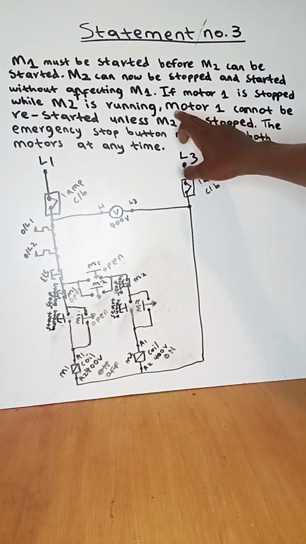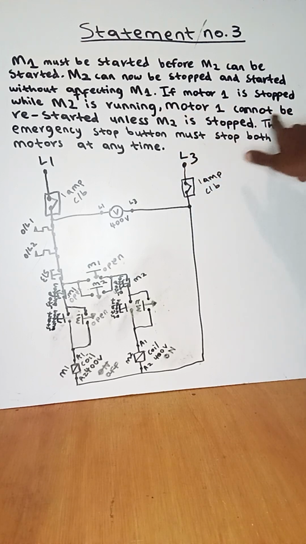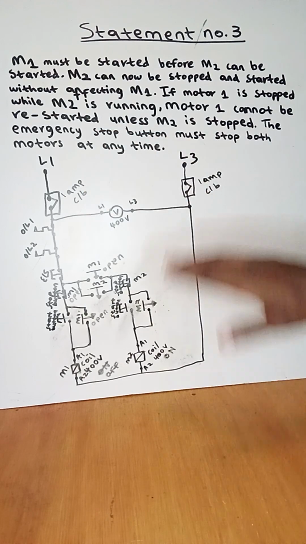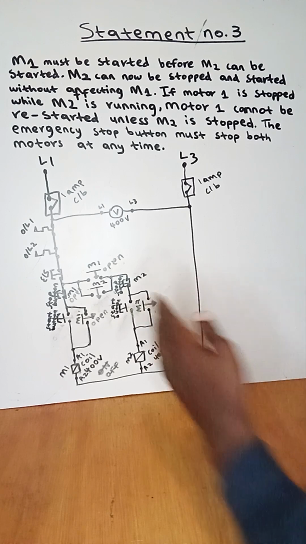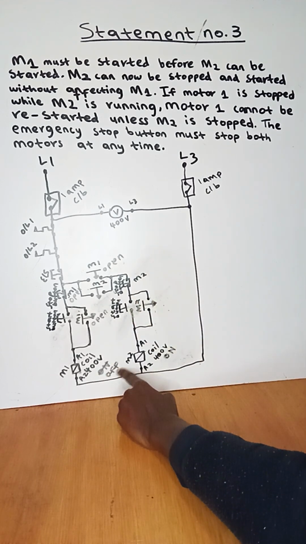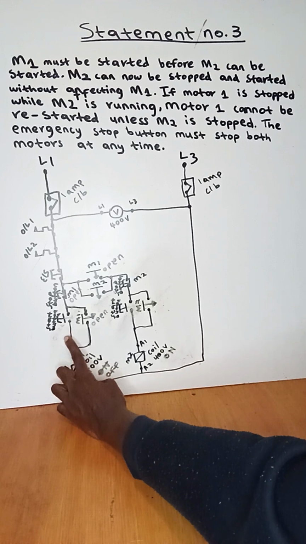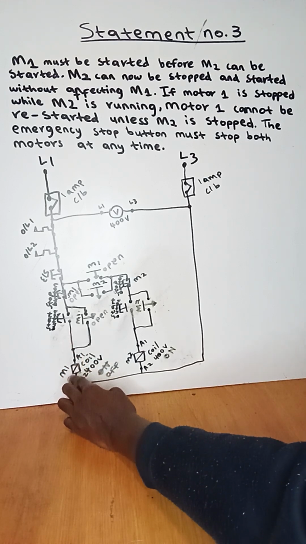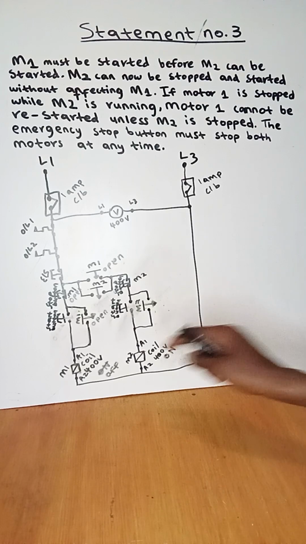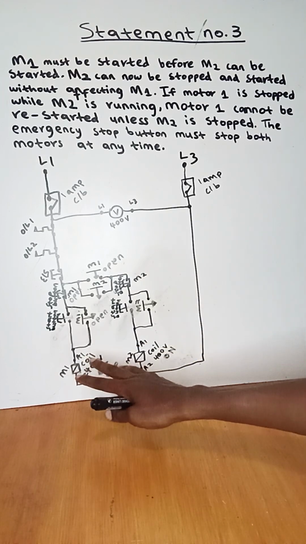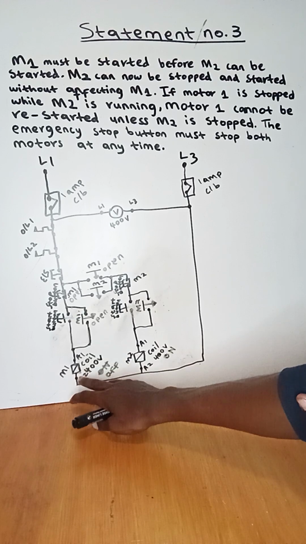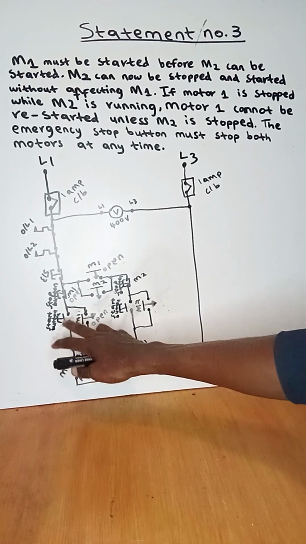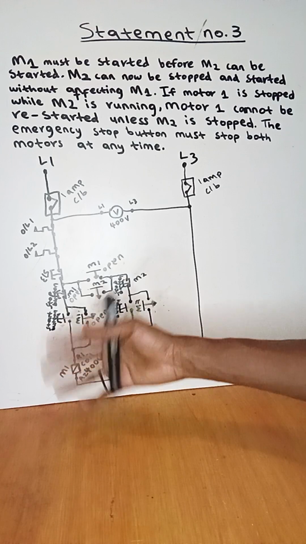Right, after the comma, it says motor 1 cannot be restarted. Let's just wait there. Since we have stopped motor 1, which means it's off, let's see if we can start it again. If it allows us to start it, it means the statement is wrong. We must create a contact that will disturb the coil of motor 1, so the start button cannot restart it again.